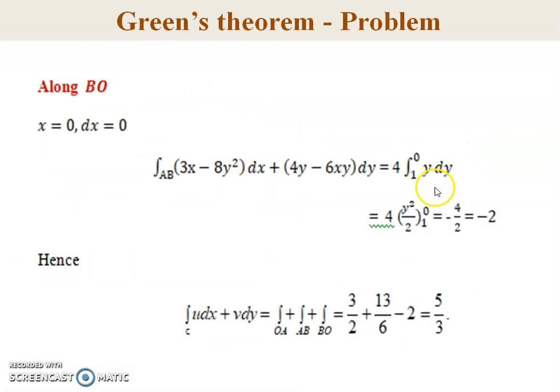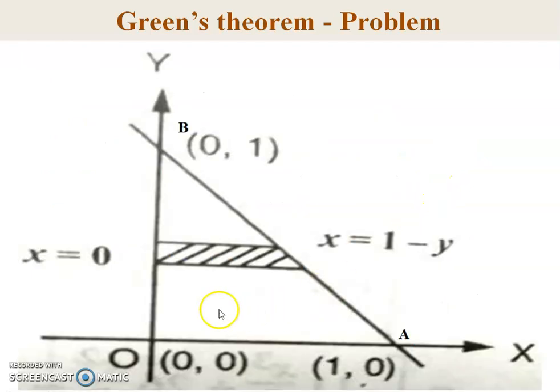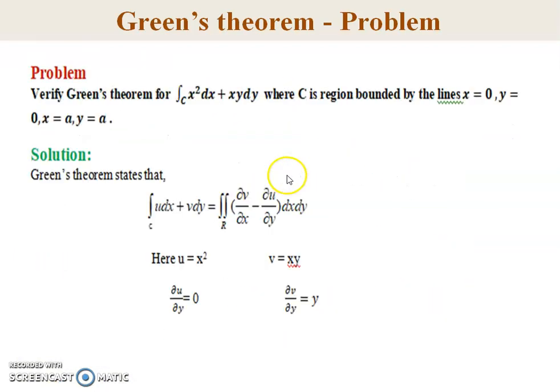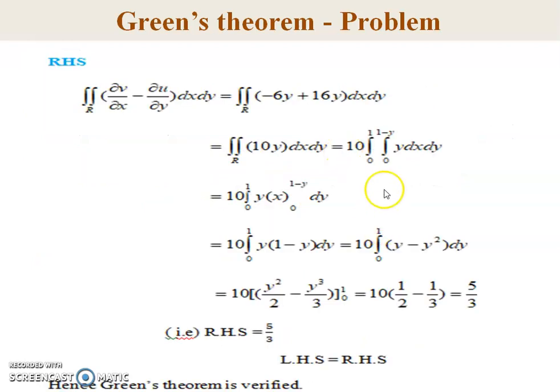What is the limit of y here? For this you have to choose the axis limit, right? So what is the limit here? For this, 0 to 1. The y limit is 0 to 1. After integration and simplification, we get y into (1 minus y) dy, right? Again integrate this with respect to dy, and after simplification we get 5 by 3.